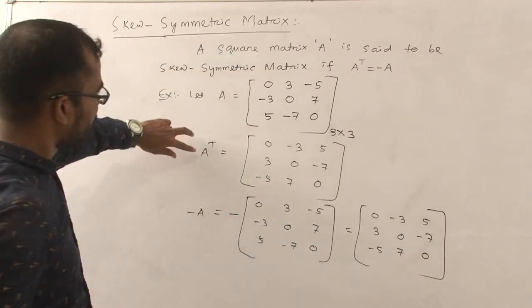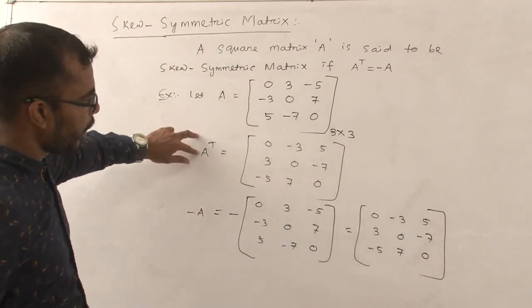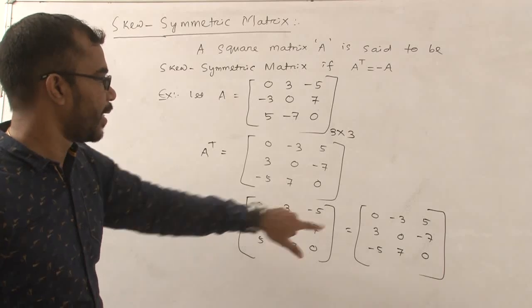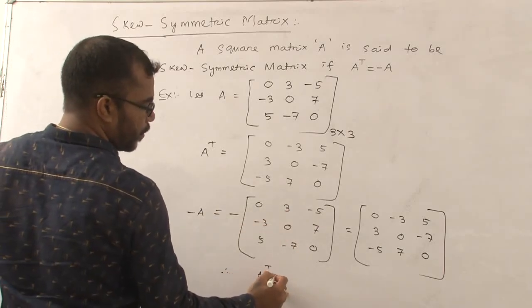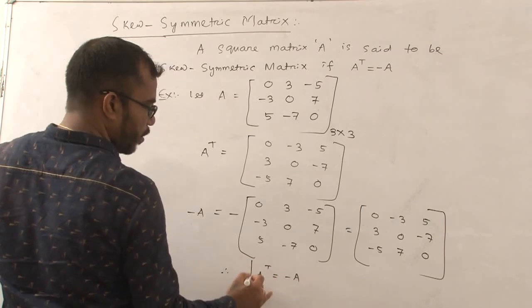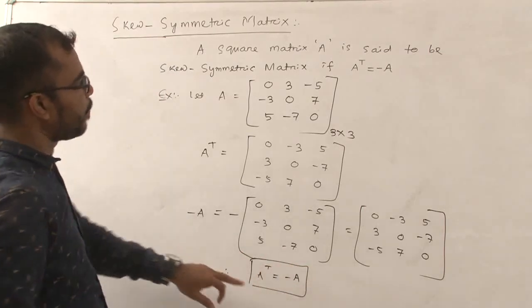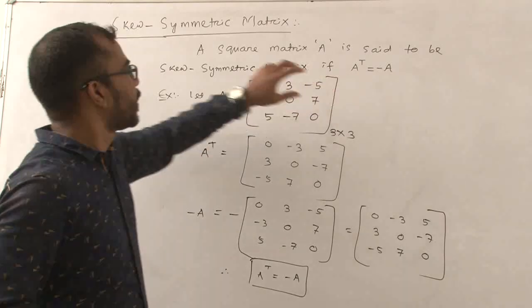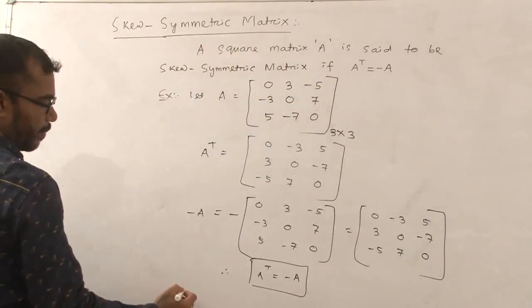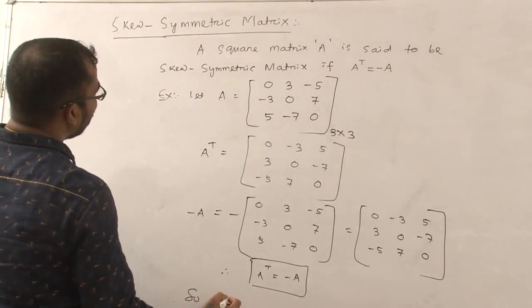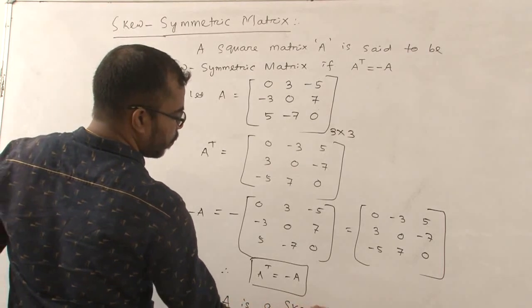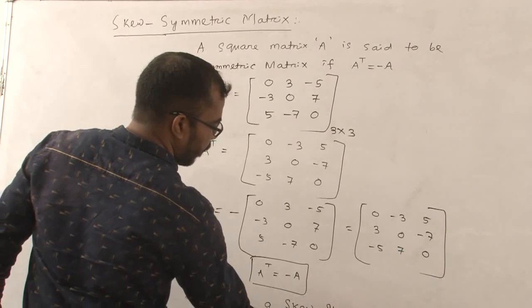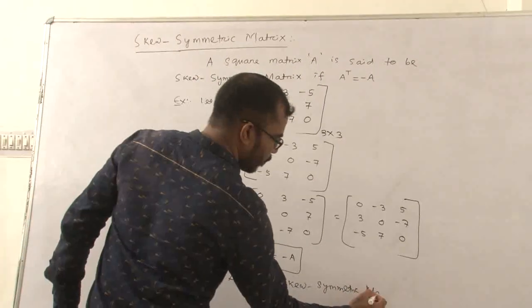So we check them. Transpose of A is equal to negative of A. Here we found that transpose of A is equal to minus A. So it satisfies the given condition, so it is a skew symmetric matrix. So A is a skew symmetric matrix.